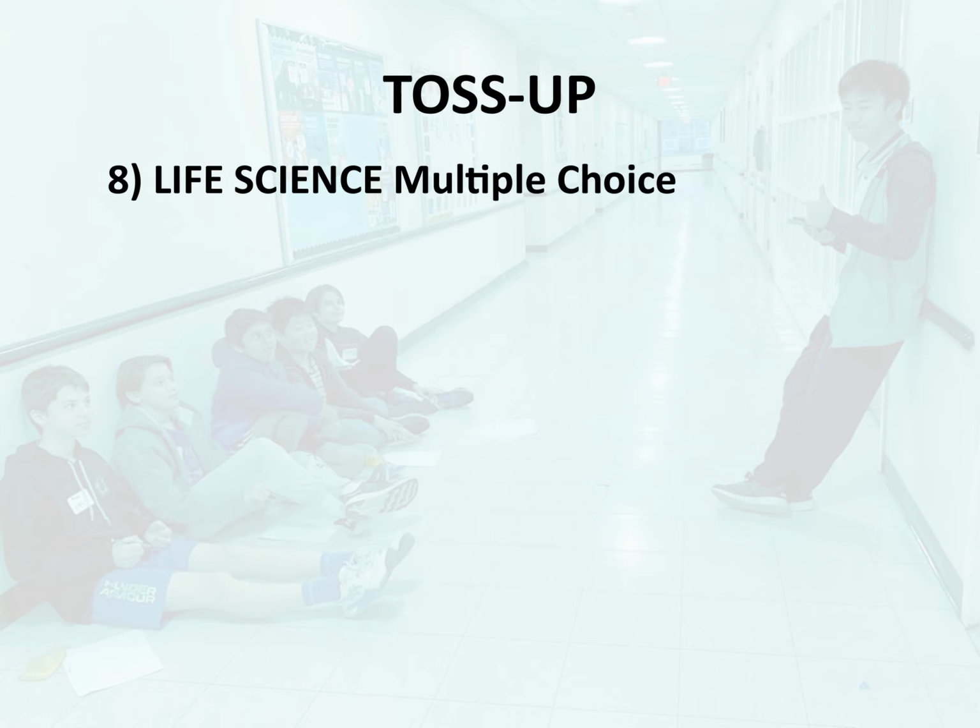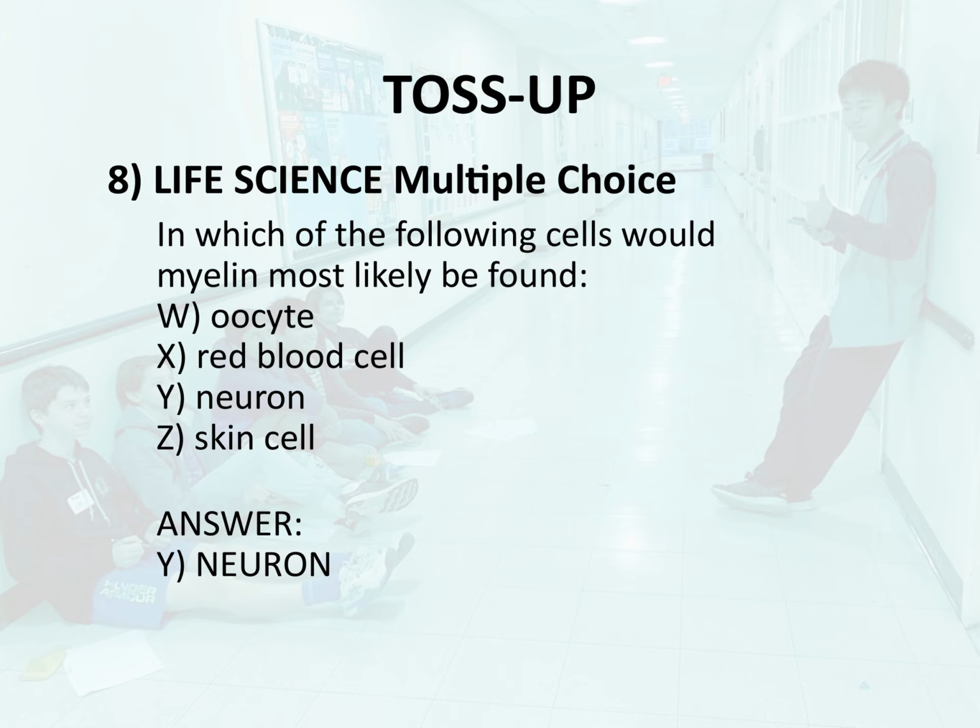Toss-up 8. Life science. Multiple choice. In which of the following cells would myelin most likely be found? W. Oocyte. X. Red blood cell. Y. Neuron. Z. Skin cell. Answer. Y. Neuron.